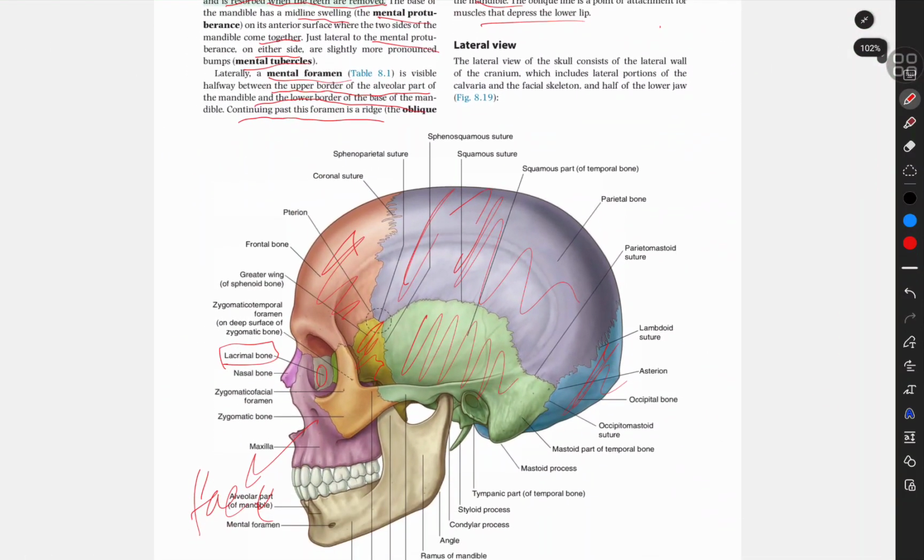Lateral view of the skull. We have graduated. The lateral view of the skull consists of the lateral wall of the cranium, which includes lateral portions of the calvaria and the facial skeleton and half of the lower jaw. Yeah, lateral view should give you the lateral wall. Half of the lower jaw, facial skeleton, and the calvaria.